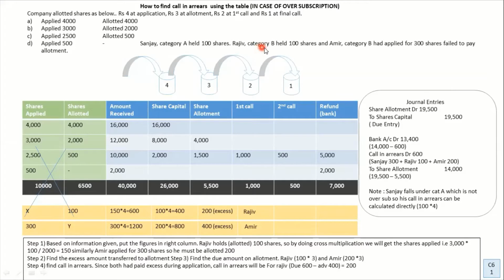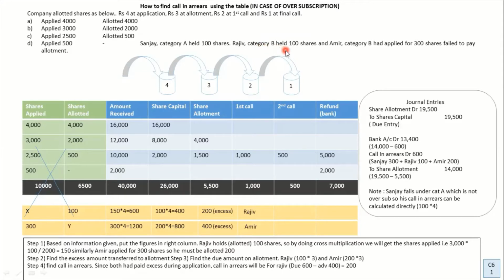Rajiv, he belongs to which category? Category B. That's the second one. Now, can we say that Rajiv, who holds 300 shares, we can say 100 into 3? That would be wrong because the category 2 also indicates that there is a case of oversubscription. Oversubscription means somebody paid little more. So you have to find out what is the amount he paid a little more. So let us understand that part.